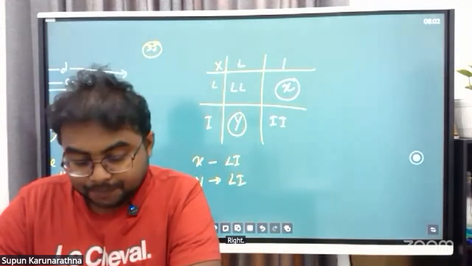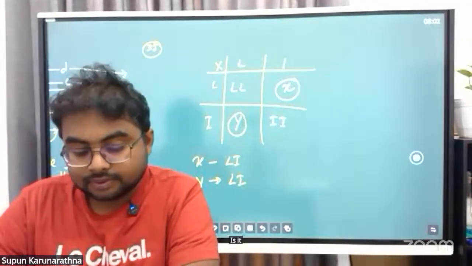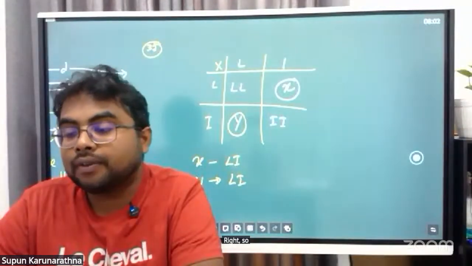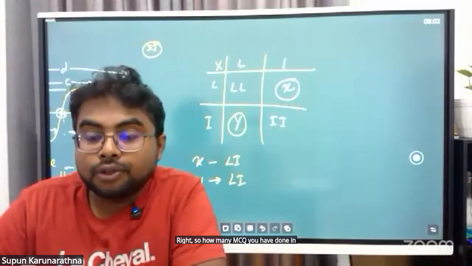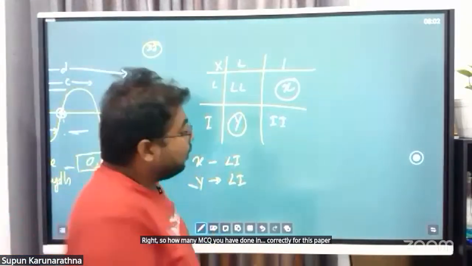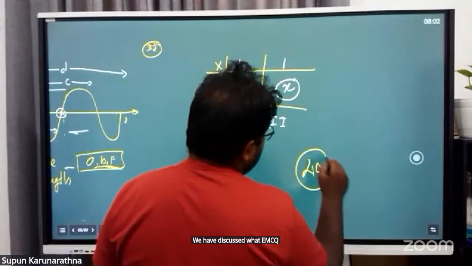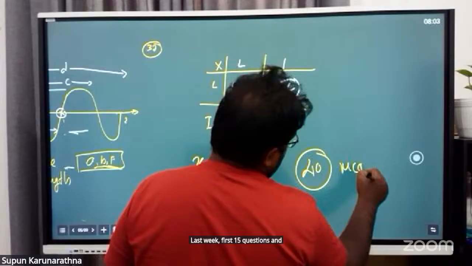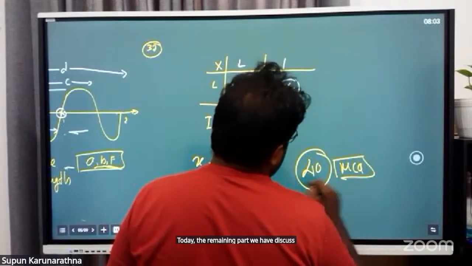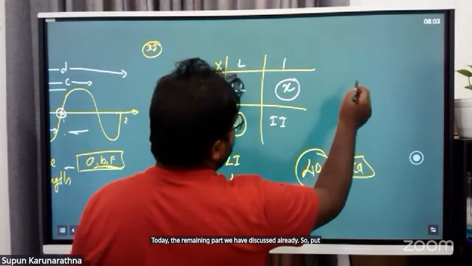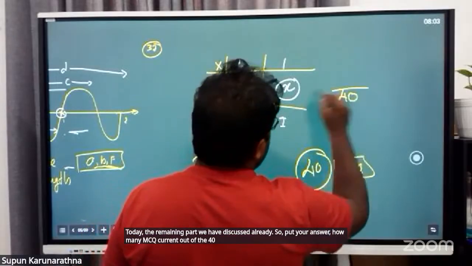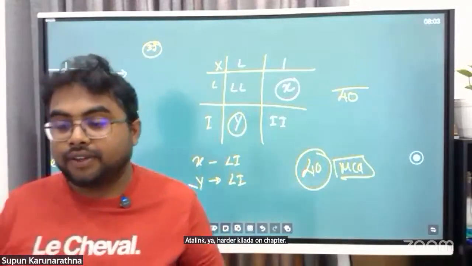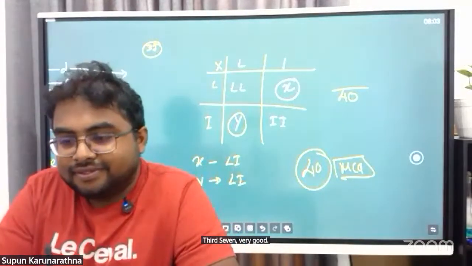Right, so what do you think? Is it correct, children, in 40 questions? How many MCQs did you do correctly for this paper? We have discussed 40 MCQs, the first 15 questions last week and the remaining part today. So put your answer, how many MCQs correct out of the 40, in the chat. 37, very good. Super.